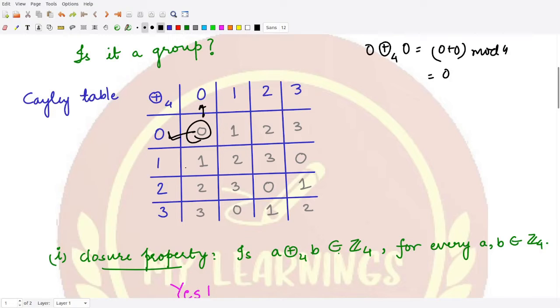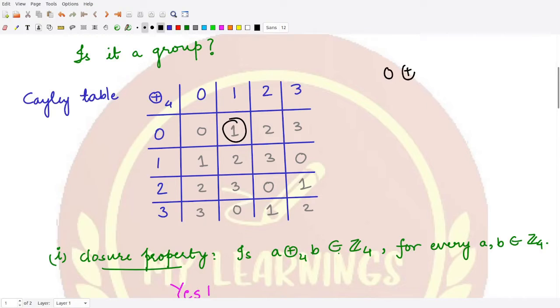Now next, corresponding to another entry, say here we wanted to see what will come here. It would be 0 addition modulo 4, 1. So it would be 0 plus 1 mod 4. What would this be? It would be 1 mod 4. When you divide 1 by 4, the remainder that you are going to get is 1. So here the answer is 1.